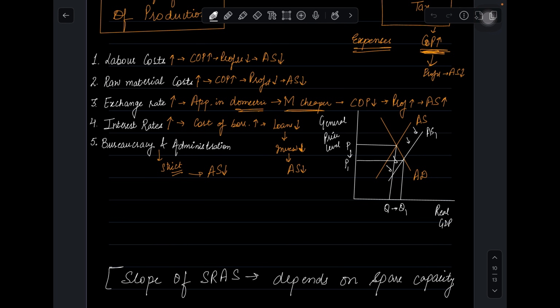And if there is unfavorable change, in case of unfavorable change, aggregate supply curve will shift to left, as was the case with the labor cost. Labor cost increased and hence aggregate supply curve shifted to left, leading to increase in the general price and decrease in the real GDP.